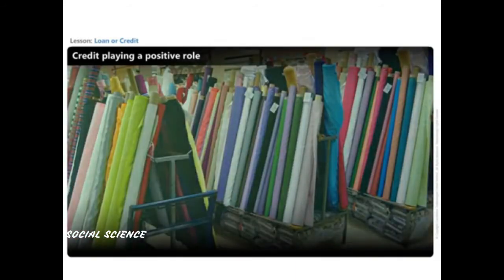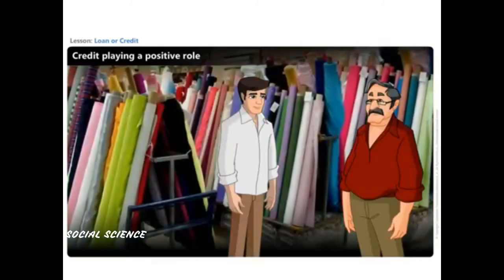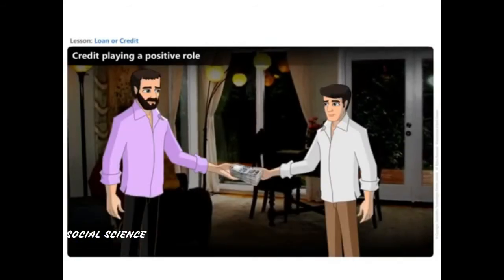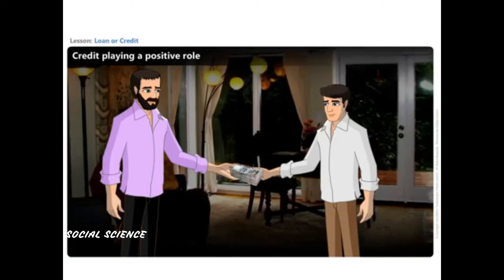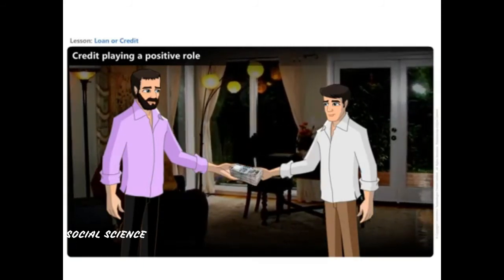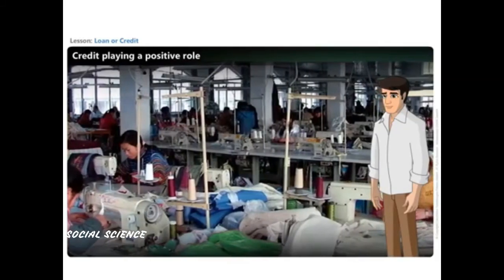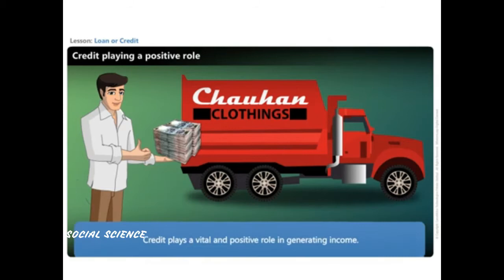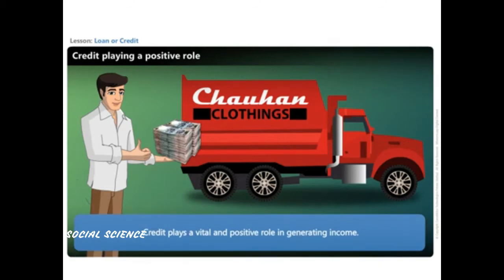To meet these expenses, he has to take a loan from two sources. One, he asks the textile supplier to supply cloth now and promises to pay later. Secondly, he borrows some money from the trader as advance payment for 1000 shirts with the promise to deliver the order by the end of this month. He purchased the extra stitching machines and hired more people to work. At the end of the month, Mr. Chauhan is able to deliver the orders on time, makes good profit and repays the amount he had borrowed. The credit helped Mr. Chauhan to meet the ongoing expenses for production, complete production on time and make profit and thereby increase his earnings. Thus, credit plays a vital and positive role in generating income.